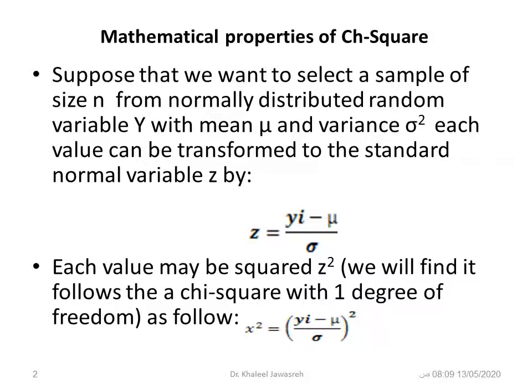Now we have something called the mathematical properties of the chi-square. The chi-square has certain properties that should be followed, in order to be able to characterize whether it is a chi-square distribution or not. Now suppose that we want to select a sample of size n from a normally distributed random variable y with a mean of mu and variance equal to sigma square. Each value can be transformed to the standard normal variable z.